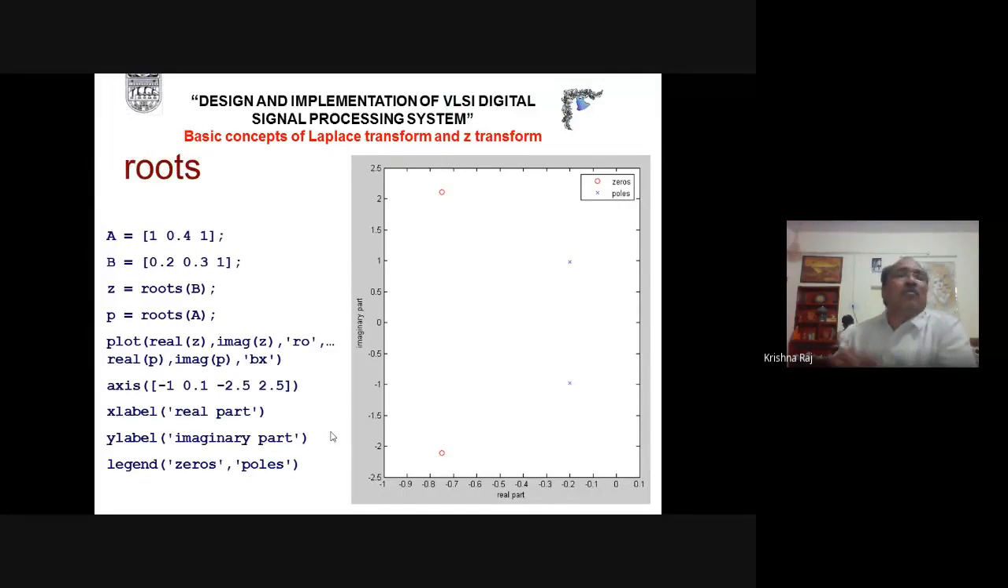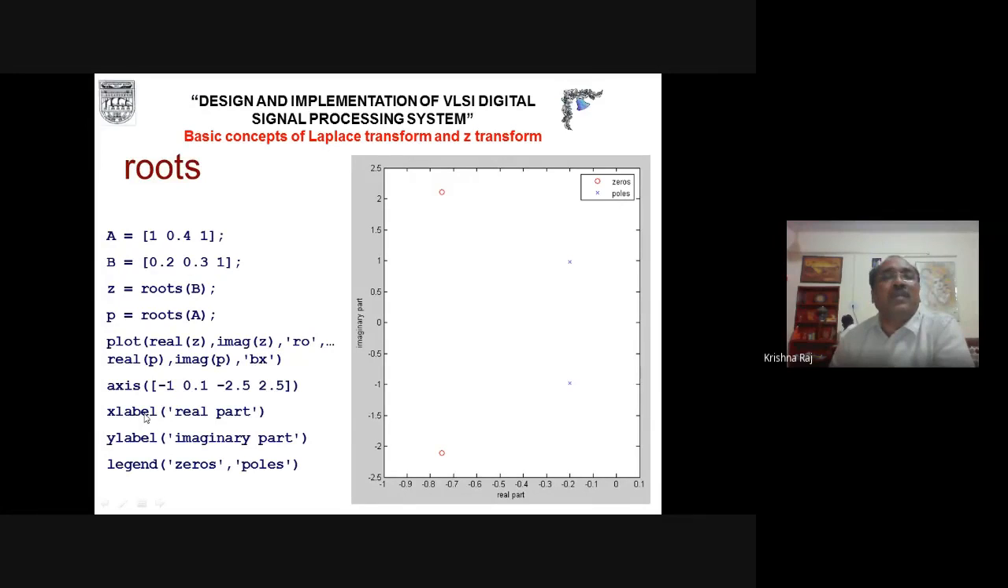We know all the commands: first of all we have to describe the matrix. Suppose we have described the matrix A, then just put the roots of A here, and this will become the polynomial. The same is true for P. For the purpose of the plot, we will consider the real and imaginary portions and plot them, and the axis limit, from minimum to maximum, is described.